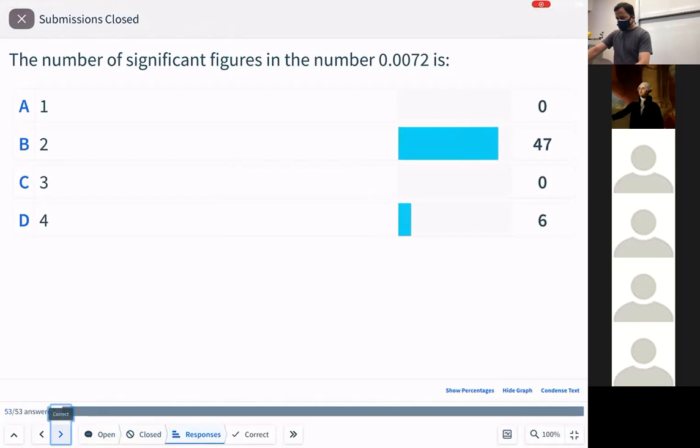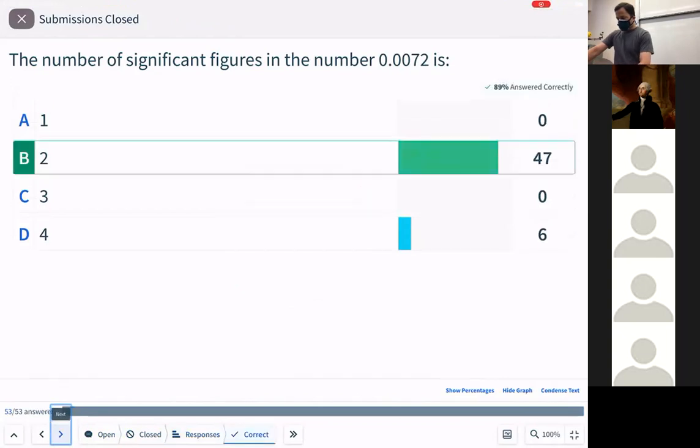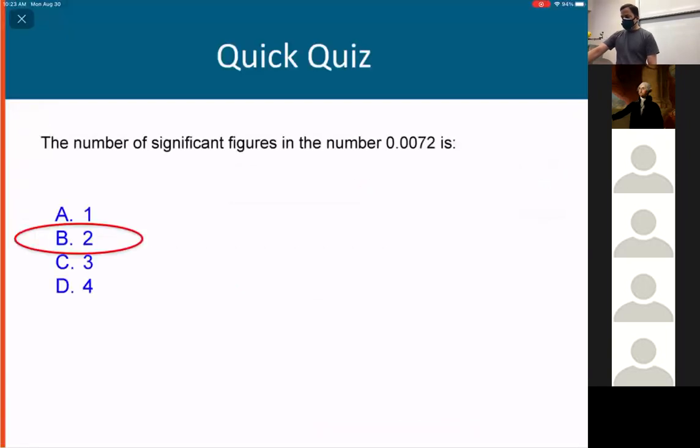And the correct answer is indeed 2. And again, the logic here is that you don't count the zeros because they are trailing zeros. And so only 7 and 2 are significant.